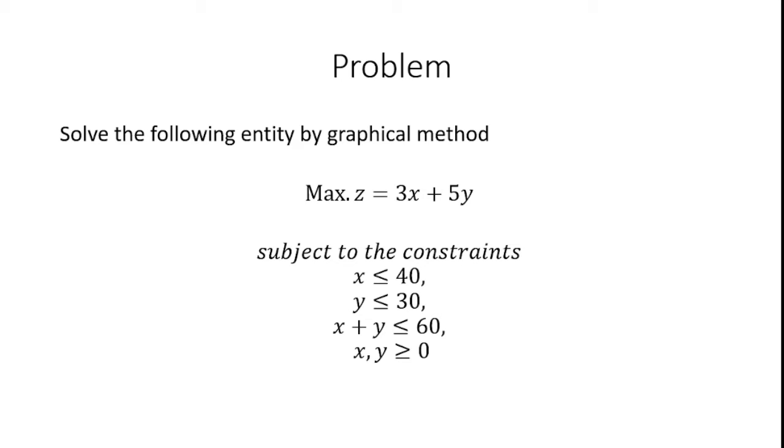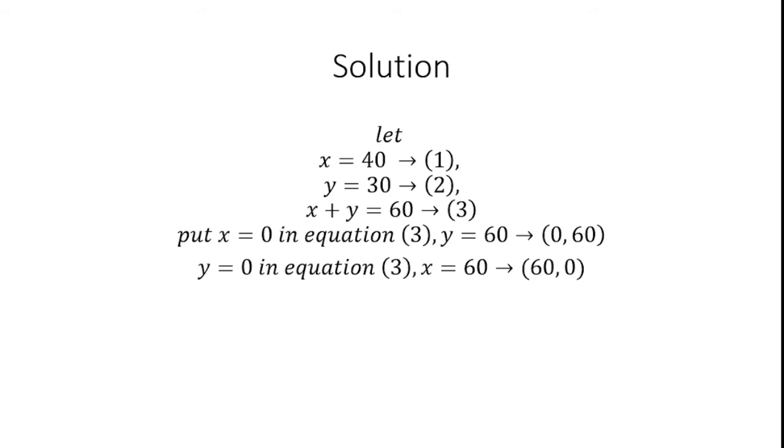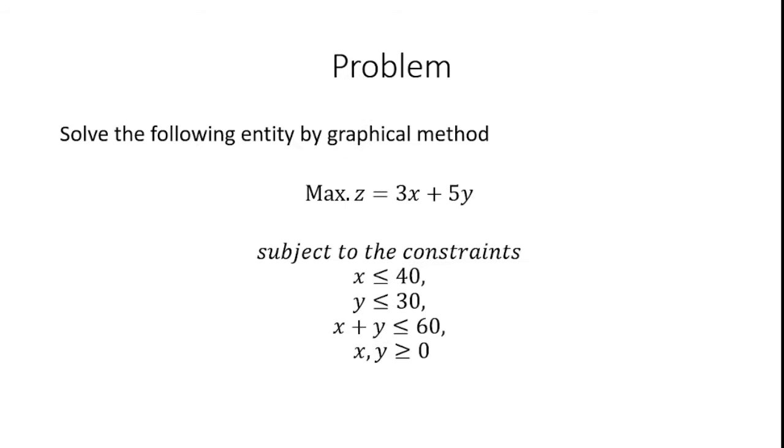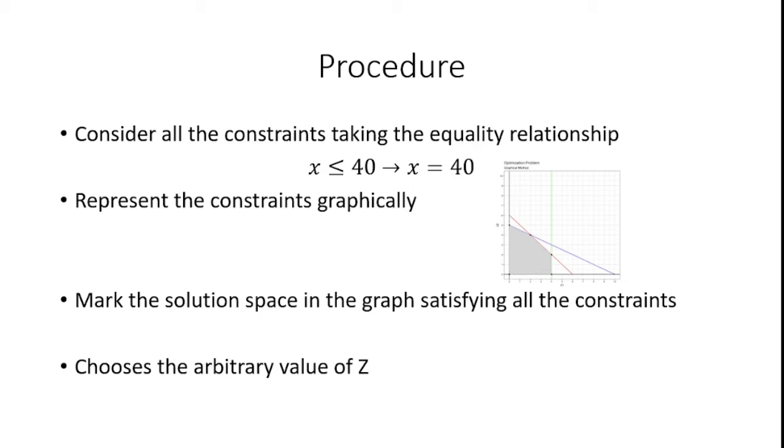In our previous video, I explained how we can form the linear programming problem, and here it is similar. We can generate the constraint equations like this. After that, the solution. So the second step of the graphical method is to represent the constraints graphically. The first step is to consider all the constraints taking the equality relationship.